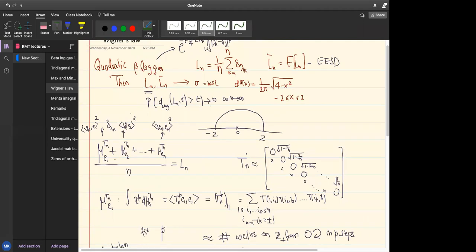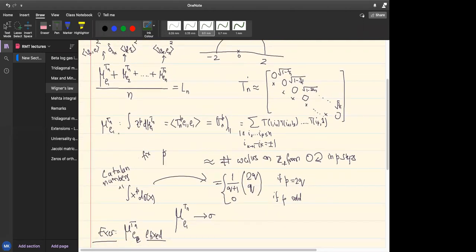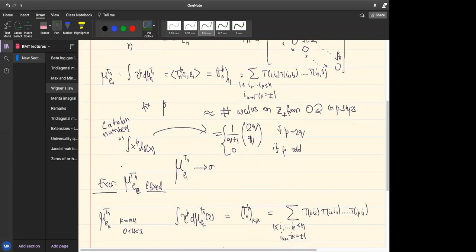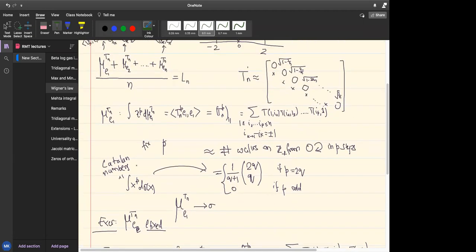So this is the random matrix, and what I did yesterday was that the spectral measure at e1 converges to the semicircle distribution. That's what I did, mu e1 Tn, and I left it as an exercise to do mu e2 Tn, mu e3 Tn, etc. So for any fixed index, you will get some different measures.